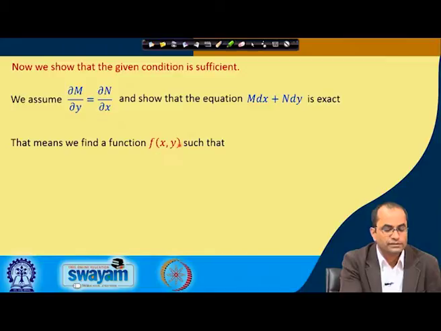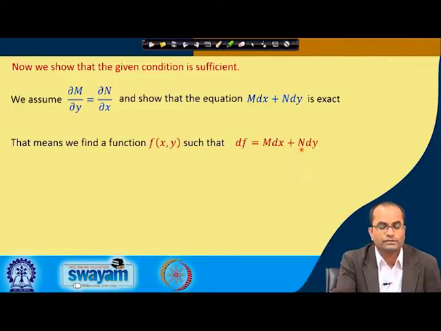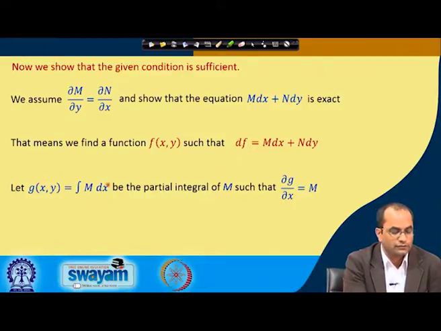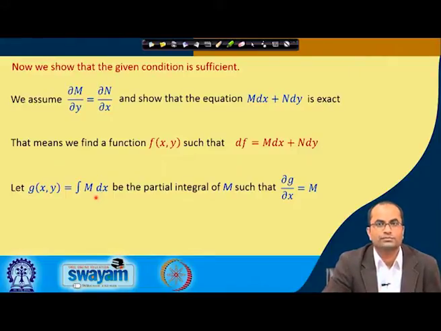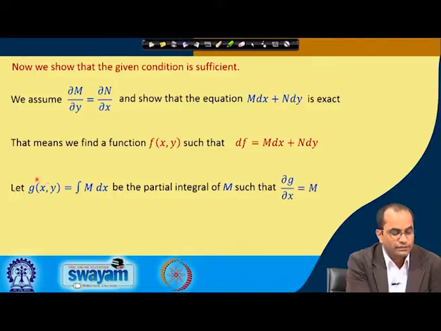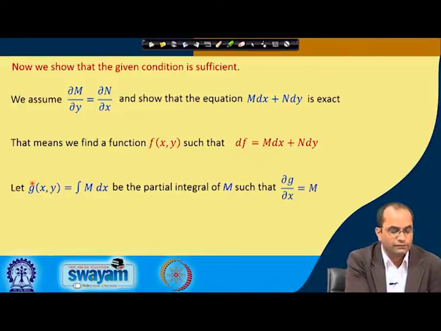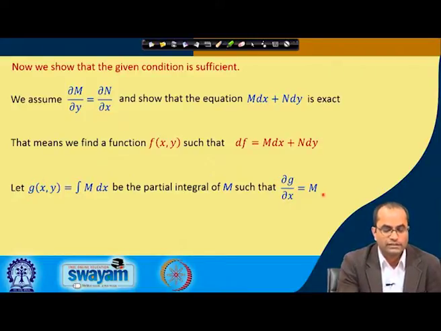So, we need to find a function f(x, y) such that the differential of this function is equal to m dx plus n dy. The construction of such a function is a little theoretical. We take a function g(x, y) as the partial integral of m dx. This is the construction process of the function f. We take g as the integral of the given m, such that the partial derivative of g with respect to x is m, because we have the integral with respect to x and we take the differentiation.